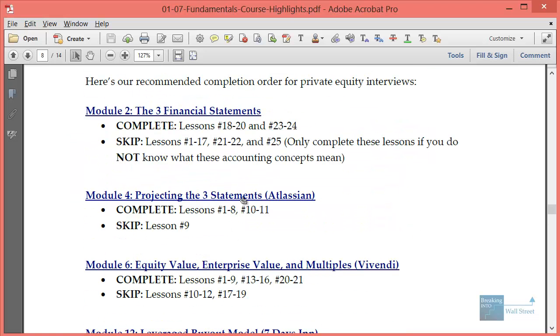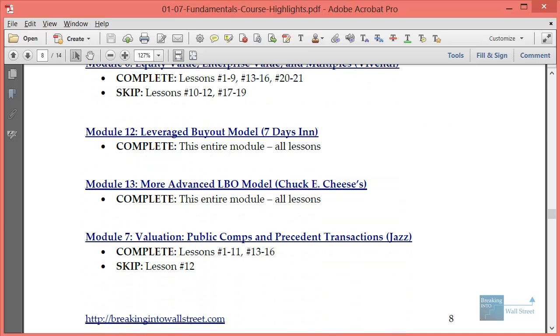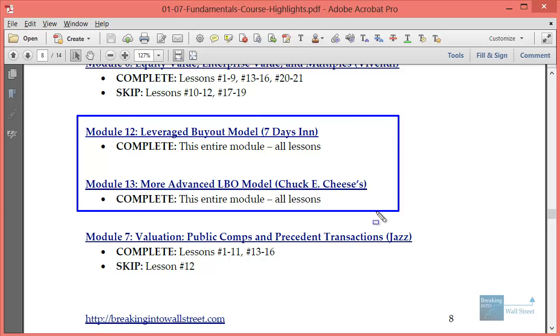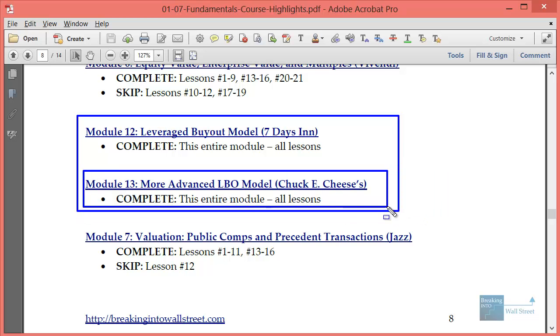Once you have these basic topics under your grasp and understand them fairly well, then we recommend going into the LBO modeling case studies and the lessons there. We recommend completing both the basic model and the more advanced one. If you really don't have time, yes, you can skip the more advanced one, but we do recommend completing both of them, especially if you have upcoming private equity interviews and you have some experience with modeling before.